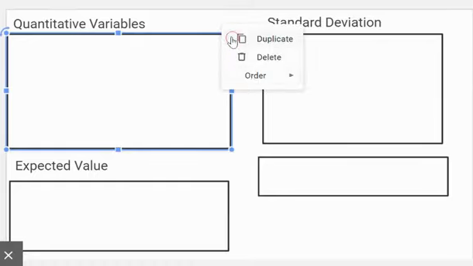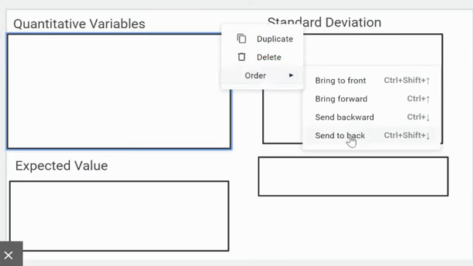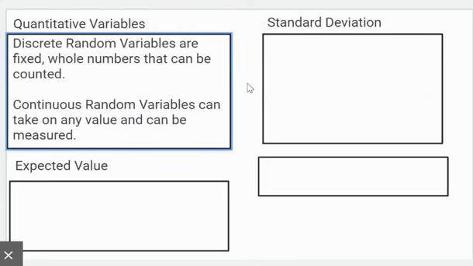One of the big things that we learned about in this particular lesson was there are two types of quantitative variables. One is a discrete random variable. So this is the key word right here, discrete random variable. And those are fixed numbers. They are whole numbers that can be counted. So some examples of discrete random variables might be the number of brothers and sisters that you have. Those are counted. The number of computers or the number of cell phones you have in your household, that can be counted. So that would be a discrete random variable.